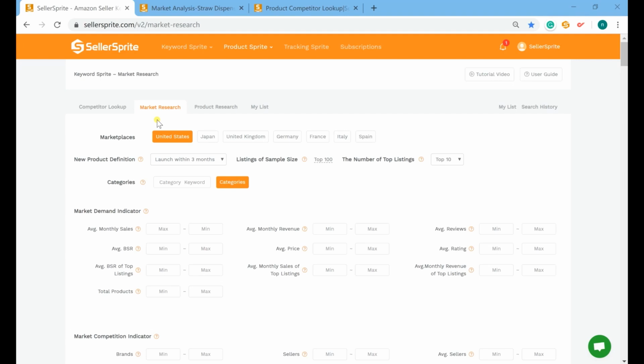Hello guys, I'm going to give you an overview of how SellerSprite Market Research works. Market Research supports 7 marketplaces. With this tool, you are able to analyze each market of Amazon, verify the market that you intend to enter, and most importantly, discover the most suitable market for you.